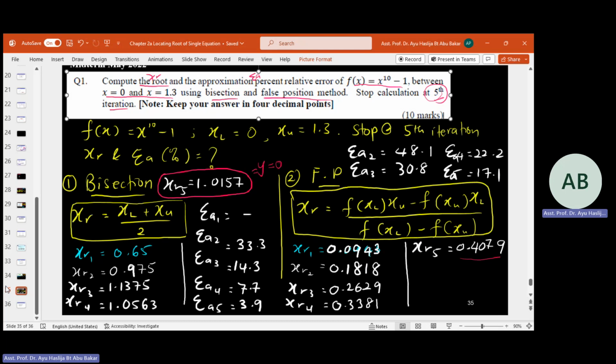Okay, we are done with bracket method. Any question before I move to the open method?